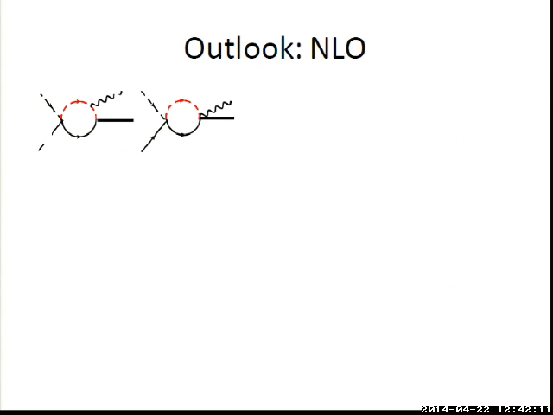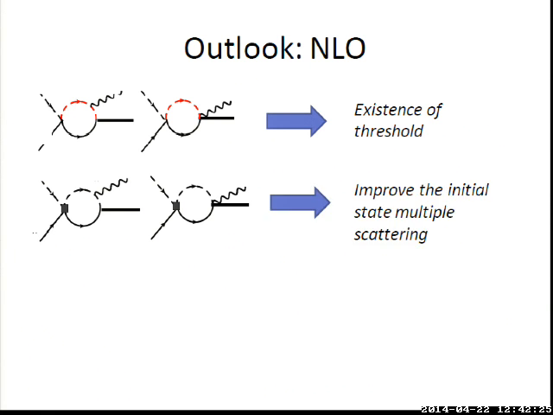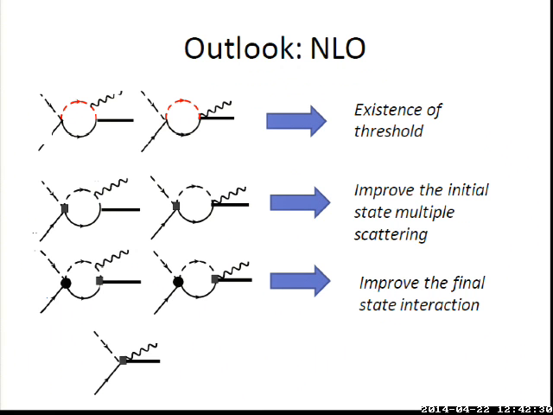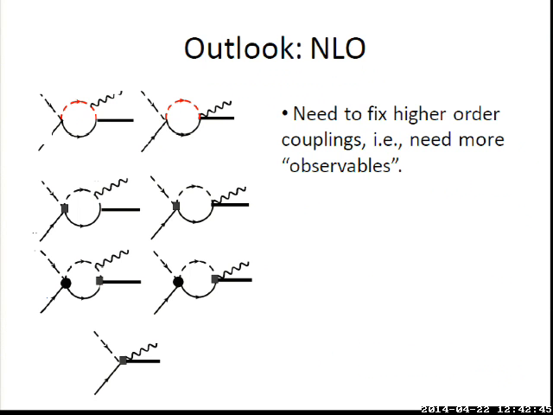And quickly go through the next-to-leading order. Just 1 minute. The core excitation is small, but it happens at next-to-leading order. You need to improve your S-wave scattering information, and you need to improve your P-wave. And there is a short distance contribution. This goes back to my initial cartoon: you have a short distance contribution, which is not in the leading order calculation. So you need to fix the couplings.